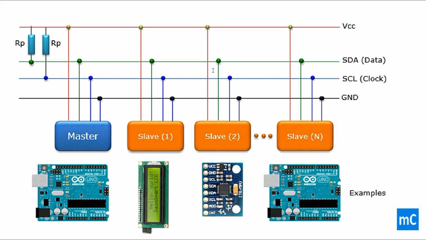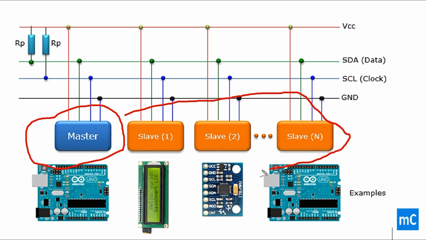This is a simple prototype of I2C communication. I2C communication can have n number of masters and n number of slaves. This is a basic I2C prototype. It has only one master and n number of slaves. The master can be a microcontroller and a slave can be an LCD display or EEPROM or any other microcontroller.